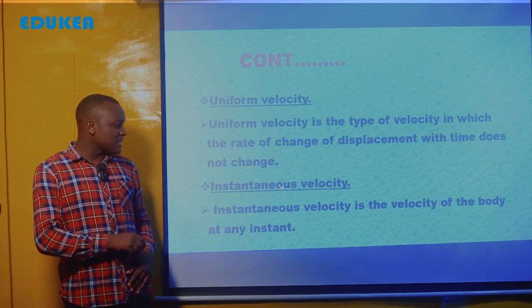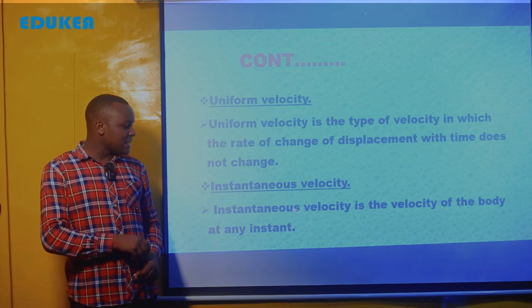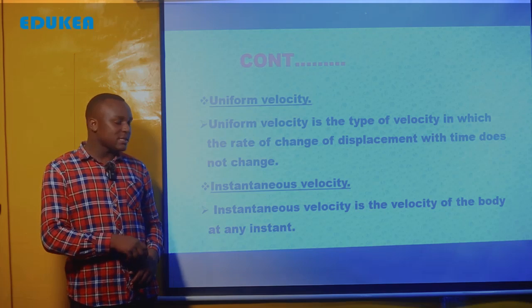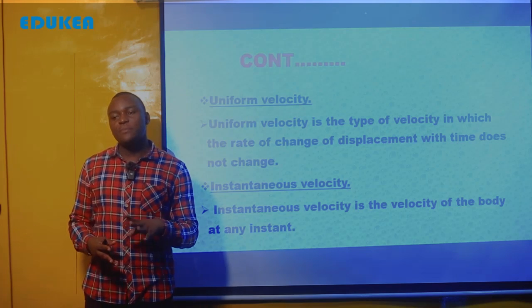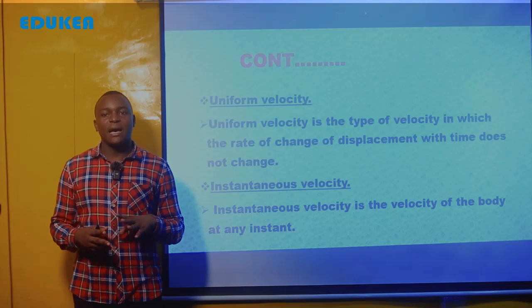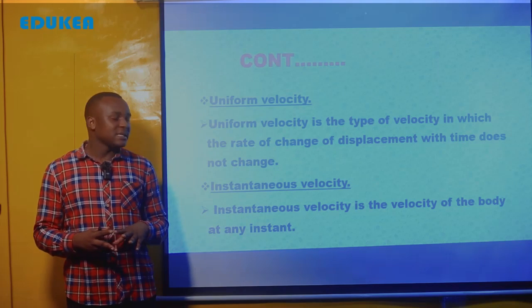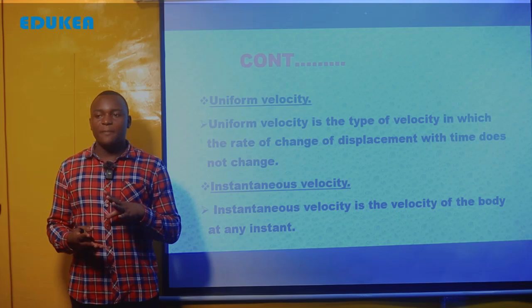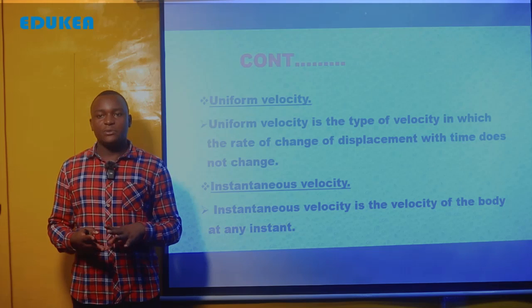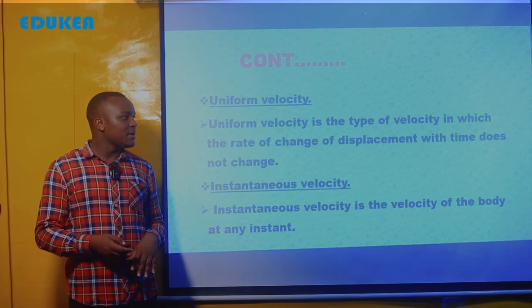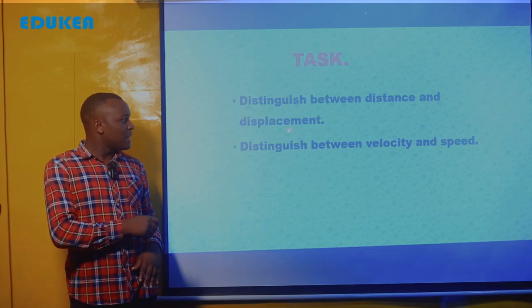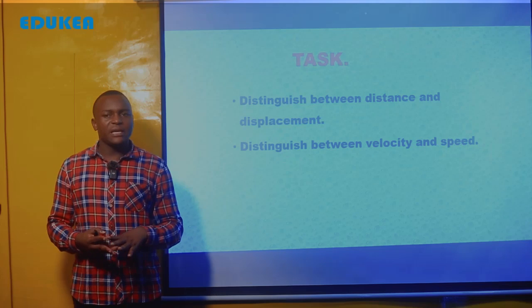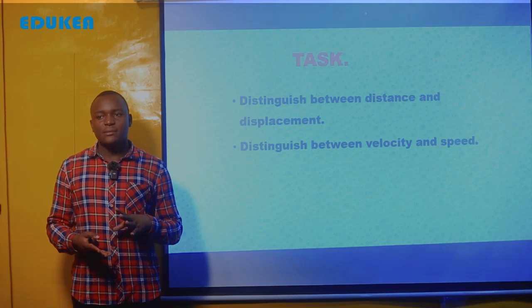Now there is instantaneous velocity. Instantaneous velocity is the velocity of the body at any instant. Kwamba velocity ya object at any instant, at any point is what you call instantaneous velocity. Kwamba velocity ya object katika any instant, hiyo itaitwa instantaneous velocity.